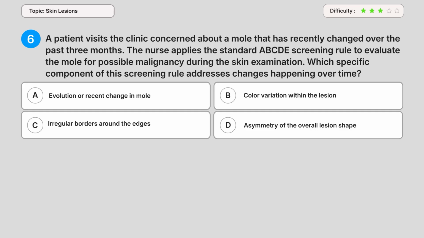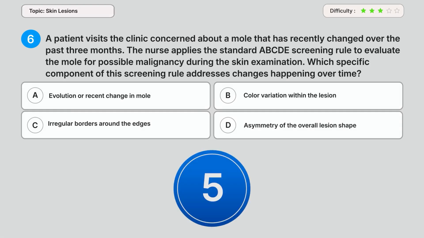A. Evolution or recent change in mole. B. Colour variation within the lesion. C. Irregular borders around the edges. D. Asymmetry of the overall lesion shape. Do you know the answer?